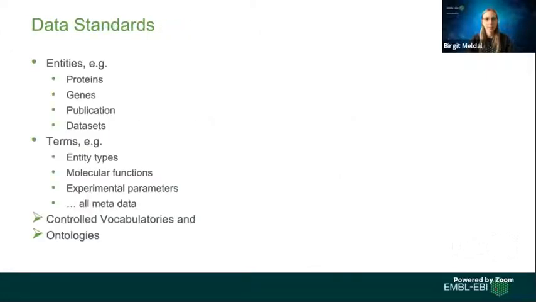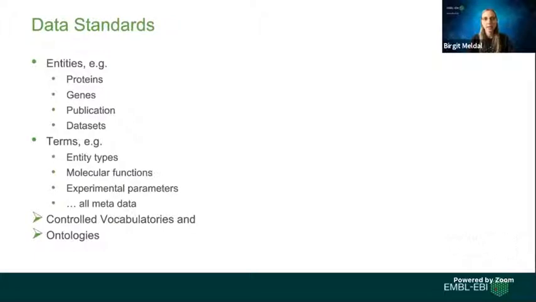Next, please. Okay, standards come in two flavors. There's standards for entities. So they provide unique identifiers for things like proteins or genes, or PubMed identifiers for publications, or even domain-specific dataset identifiers.